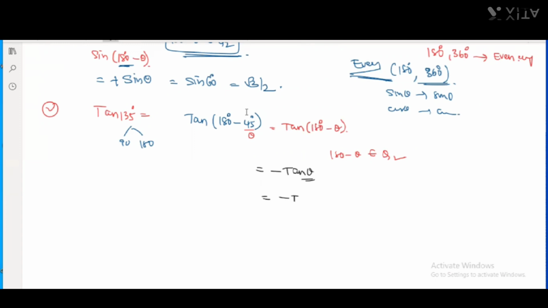Here theta is 45 degrees. Tan 45 is 1, and we have a negative sign in front of that, so it will be minus 1.